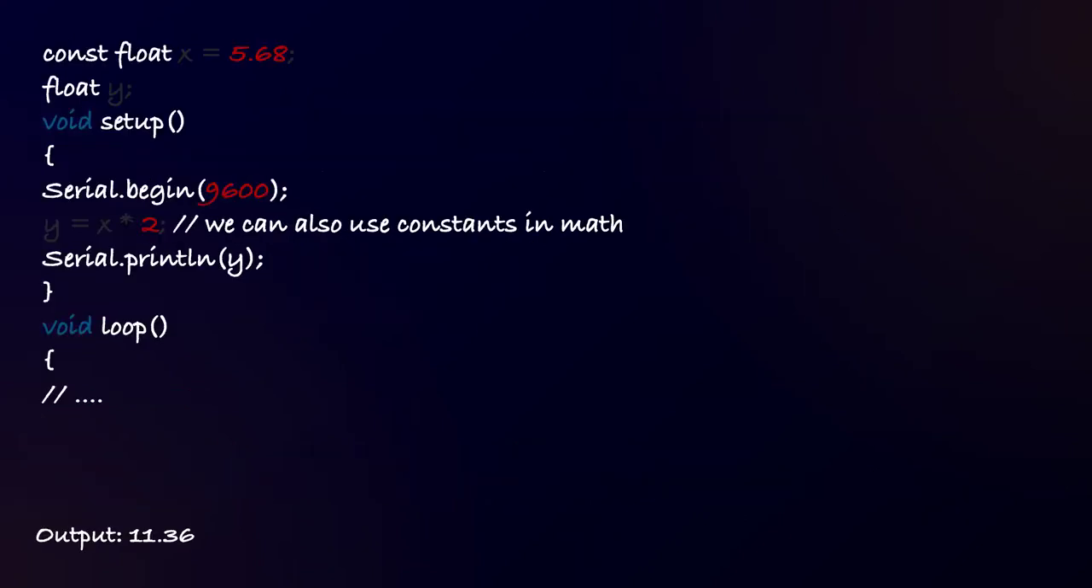See, now if it is not visible, I'll be reading it out, don't worry. There might be a visibility problem. Constant float type variable, we have declared x equal to 5.68. Float y we have declared. Then in void setup, again we have mentioned the rate 9600, and it is written y equal to x multiplied by 2, that is x star 2. We can also use constant in math, you see. The x value we have declared as 5.68, right? Now if we write Serial.println(y), it will give the output as 11.36. Fine.